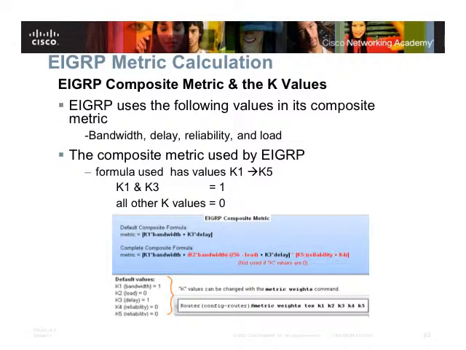So we only need to calculate the bandwidth and the delay. It's very important to realize that the composite metric here is simply K1 multiplied by the bandwidth plus K3 multiplied by the delay, which is bandwidth plus delay, because K1 and K3 are 1s. But how do we calculate the bandwidth, and how do we calculate the delay? Because remember, it doesn't make any sense to get a summation of bandwidth and delay. Bandwidth is in kilobits per second or something, right? And delay is in time units. So you have to normalize these values.